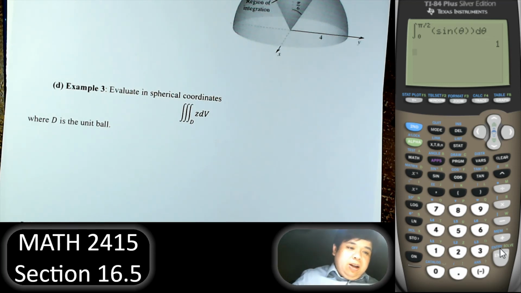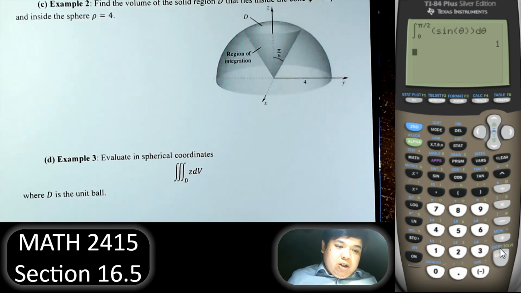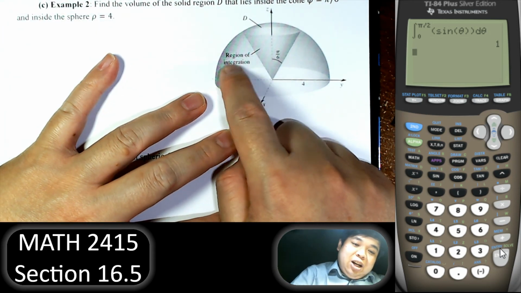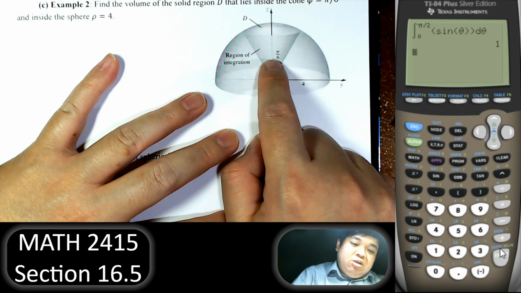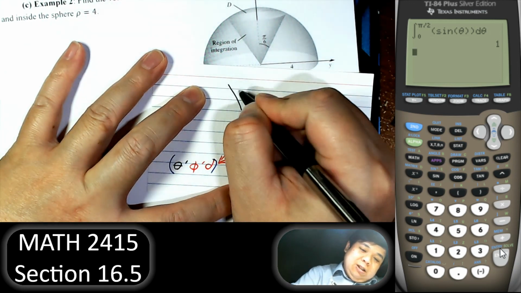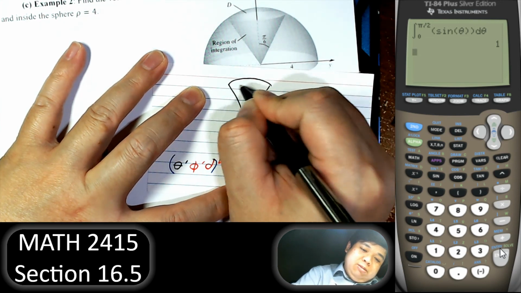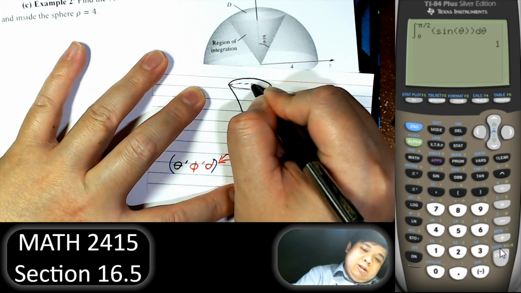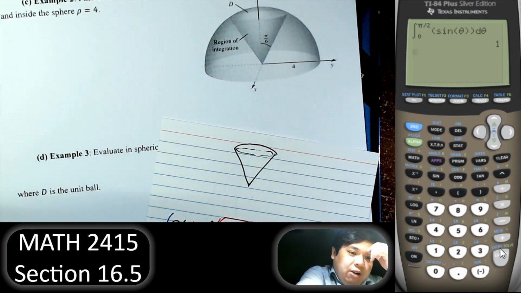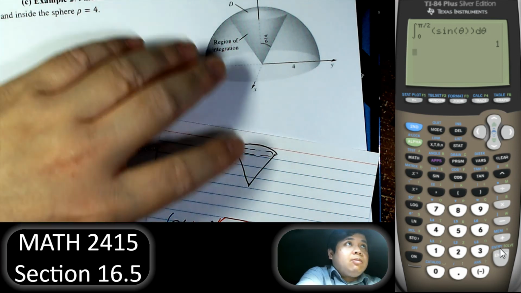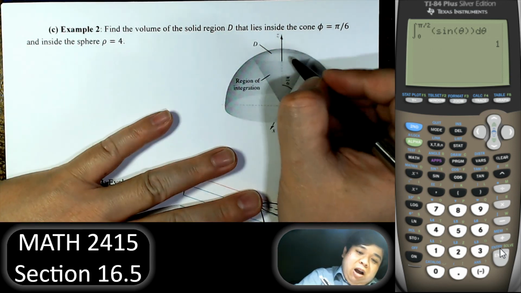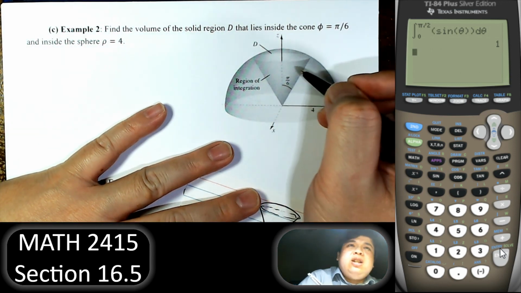Moving on. Next, find the volume of the solid that lies inside the cone and inside the sphere. So we're talking about the ice cream cone. We have a cone and an ice cream on top of it, kind of like that. I'll find the volume of this one. And phi is between pi over 6, so we're talking about the cone at pi over 6. So what's that like?